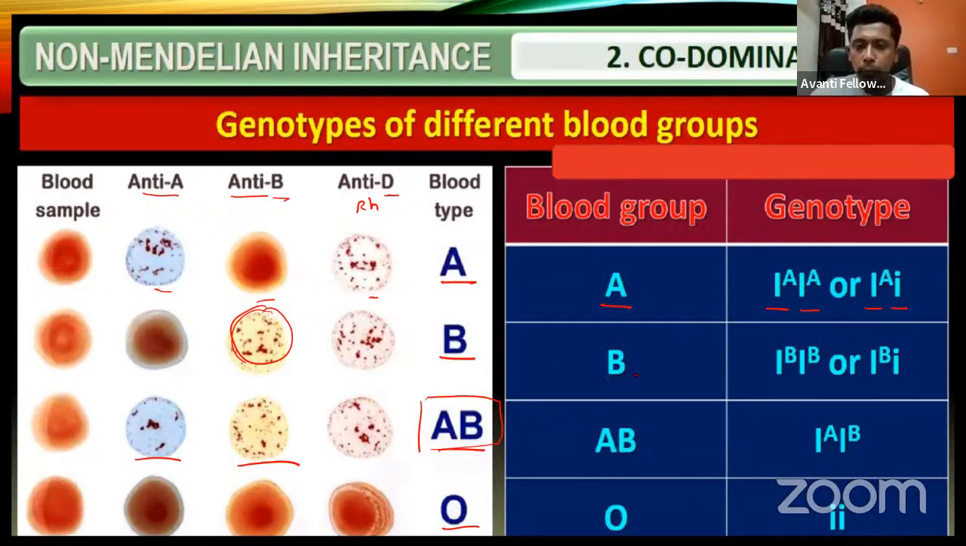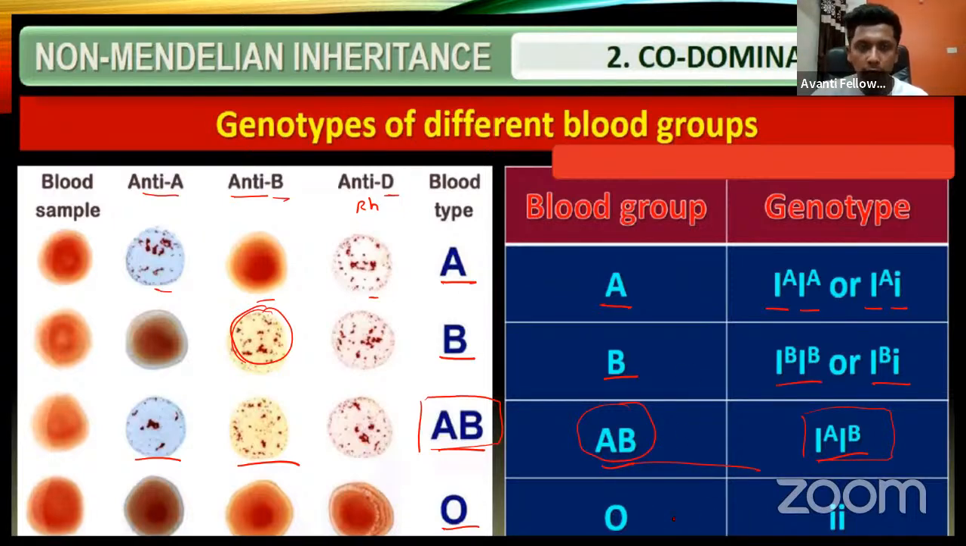Now, when it comes to B blood group, we have IB IB or IB and small i. So look here, A blood group and B blood group are almost similar. In A blood group, we have IA IA or IA i. In B blood group, we have IB IB or IB i. But when it comes to AB blood group, both the alleles IA and IB have to be present. That is when we get AB blood group. This is a very, very important concept for us right now. We'll come back to this.